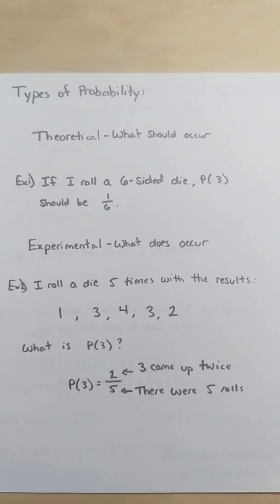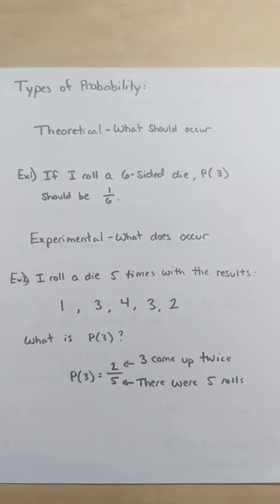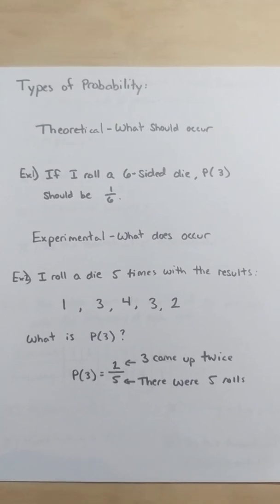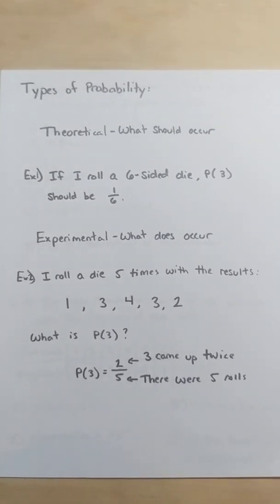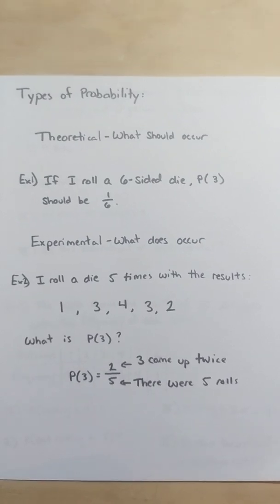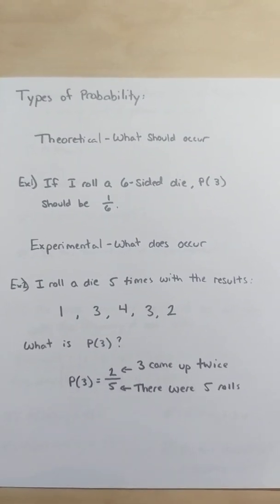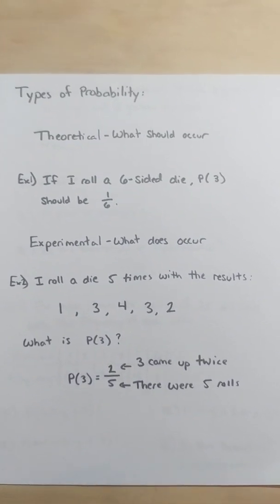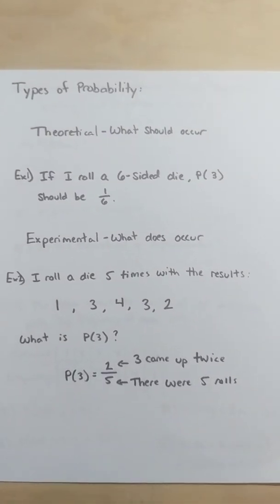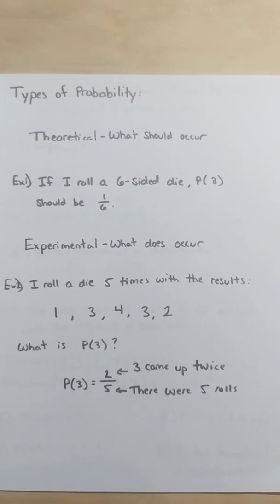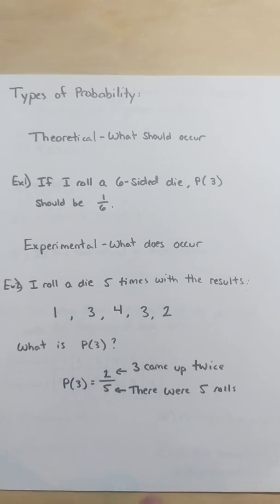So I asked the same question. What is the probability of 3 occurring? Well, in this case, a 3 came up twice. So the number of favorable outcomes was 2. And I rolled it 5 times. So my denominator is 5. Therefore, the probability of rolling a 3 went up from 1/6 to 2/5, which is about 40%.